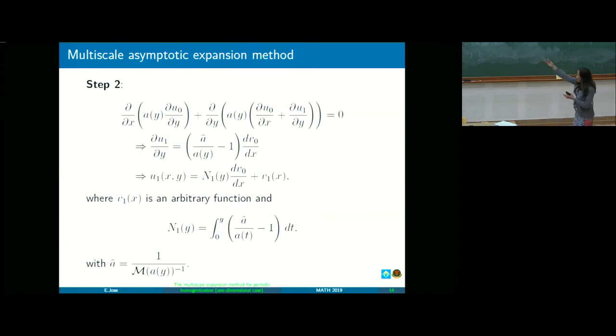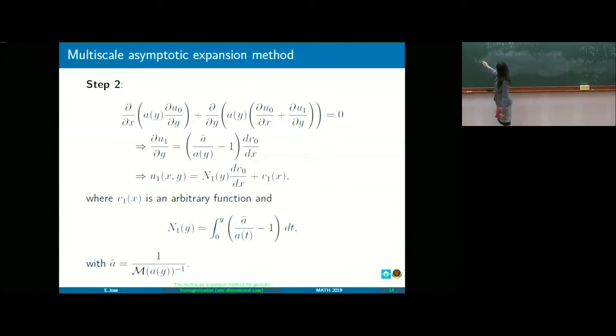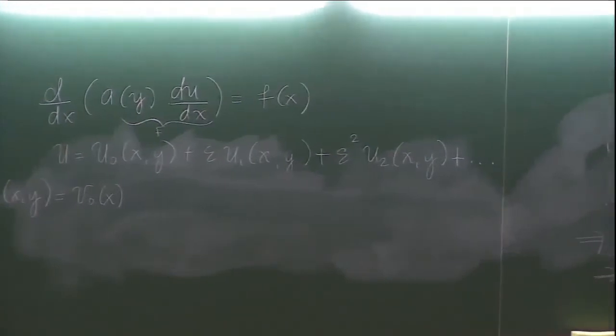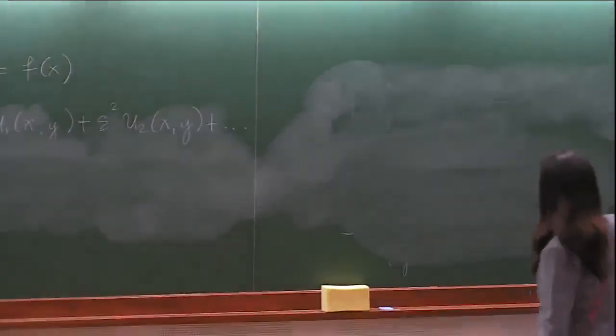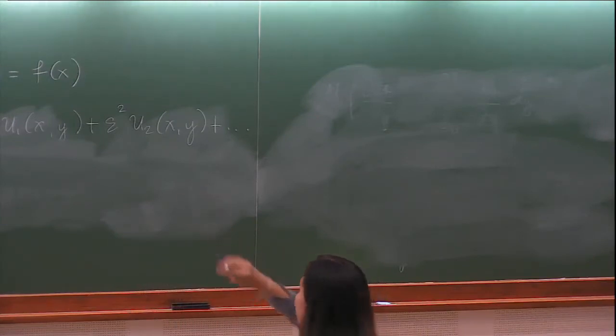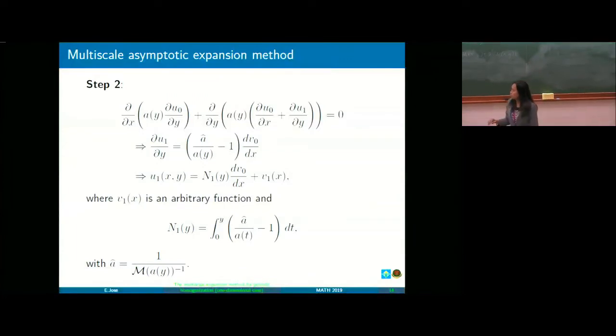Okay, so step two, the results are there, but let us see why. Why is that so? I think I need to write again that U zero of X,Y is equal to V zero of X. So why is it that we were able to compute U1 just in terms of V zero? The first equation is just the second linear PDE earlier. So how can we simplify this one? For the first term, you see partial of U zero with respect to Y, but we know that U zero is just a function of X, and therefore the first term is zero.